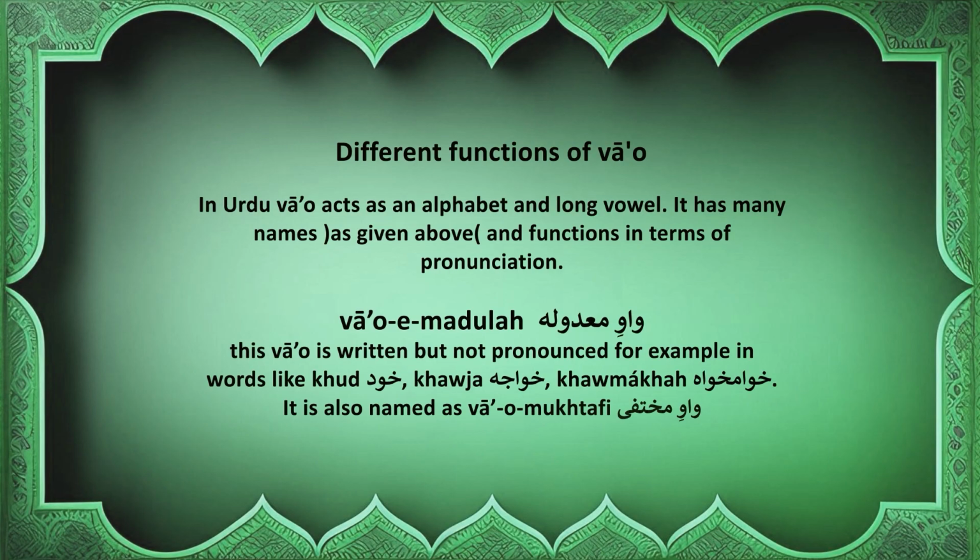We will switch to vav madula. This vav is written but not pronounced. Vav madula is written but not pronounced. Examples in words are like khud. We have a word that is khud, khaja, khama, kha. I will pronounce them again. We have words like khud, khaja, khama, kha.